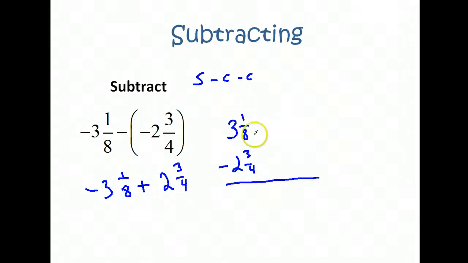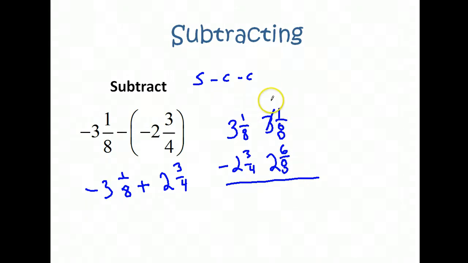Common denominator, 8 and 4 is going to be 8. 4 times 2 is 8. 3 times 2 is 6. Don't forget the whole number. This is already over 8. Don't forget the whole number. Right. Here we go again. I can't do 1/8 minus 6/8. So I got to do that borrowing thing again.